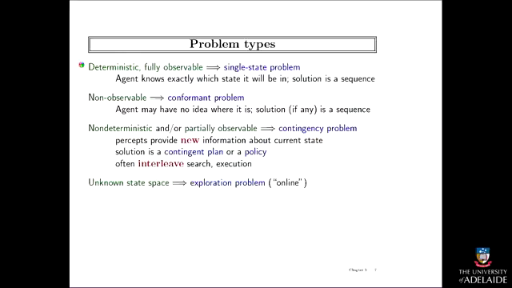In non-deterministic and partially observable environments, we have what's called a contingency problem. So that's what Kieran was referring to. Suppose we have a dynamic environment that changes, and percepts will provide us new information about our current state. So we need to be able to sense the environment as we go along to be able to update what our next best action might be.